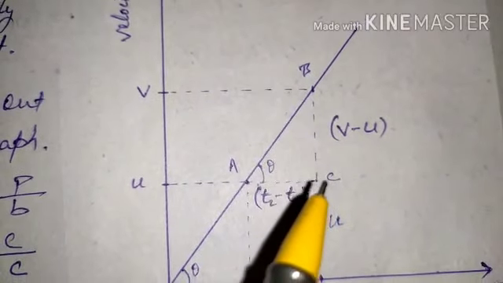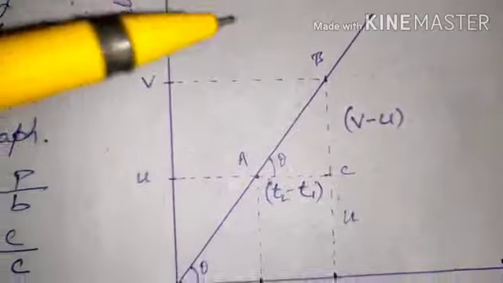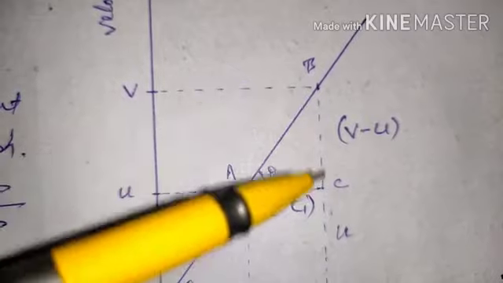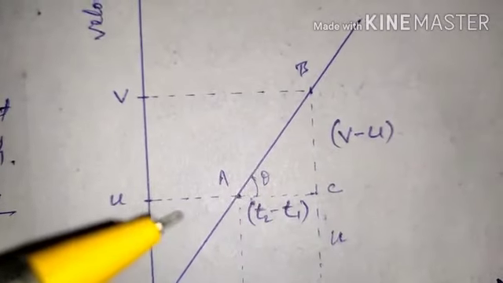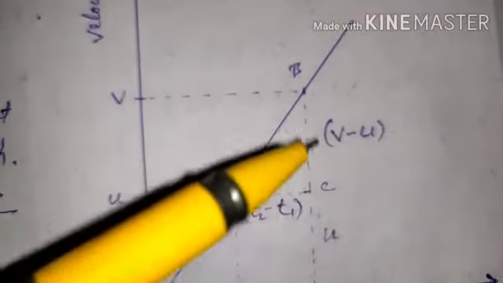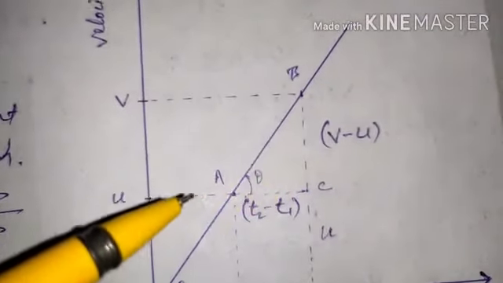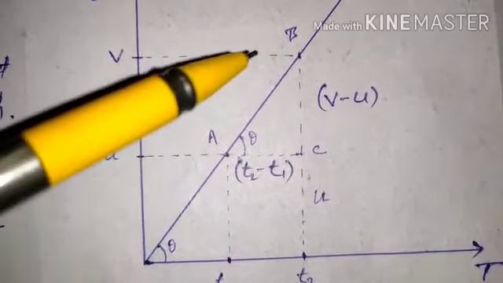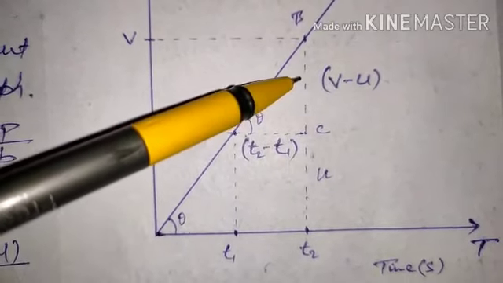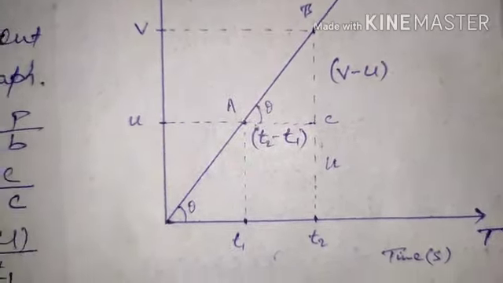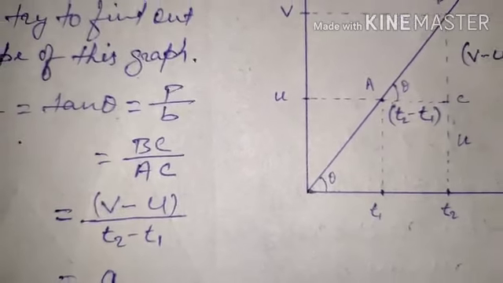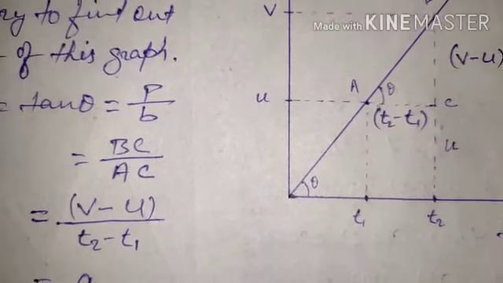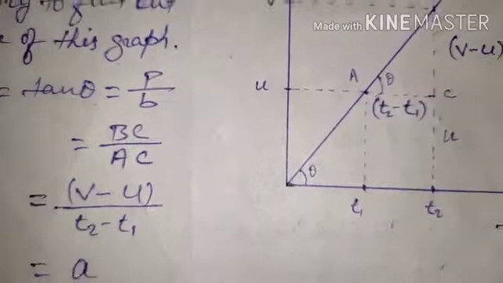So in right angle triangle ABC, we know the ratio of perpendicular by base. Here you can see that the perpendicular value is v minus u, from this graph we can get it, and the base value is t2 minus t1. From the graph we can obtain it. So we are having the value of perpendicular and the base of this right angle triangle. Now we can put this value, because tan theta, as earlier also I had told you, in a right angle triangle is equal to perpendicular divided by base, the ratio of perpendicular to the base.